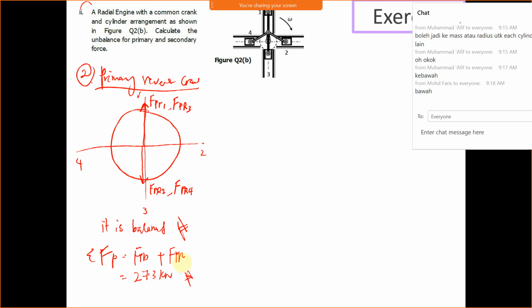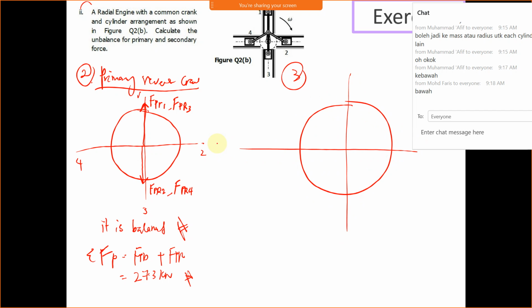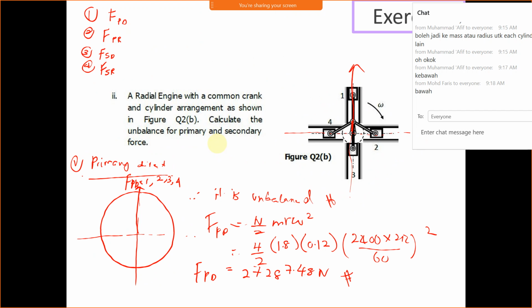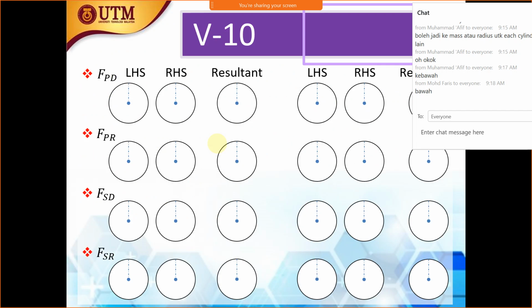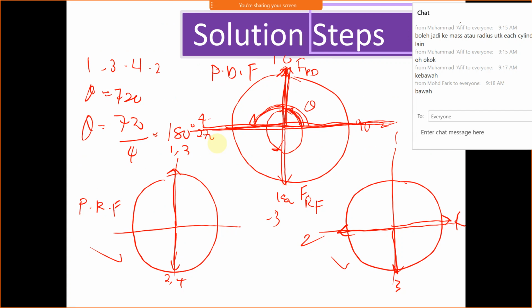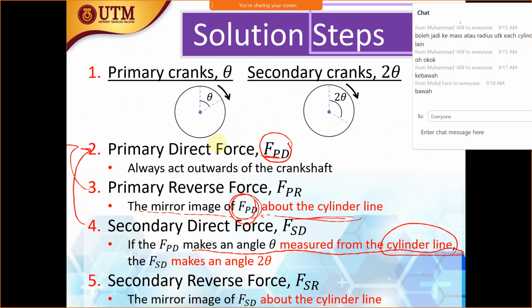So, how about secondary? Number 3. Settle yang primary. Untuk secondary pula, sama, lukis. Where's our position of secondary? Okay, remember, tengok balik dia punya rules. Nak tentukan number 3, secondary direct force FSD, if the FPD makes an angle theta measured from cylinder line, the FSD makes an angle 2 theta.